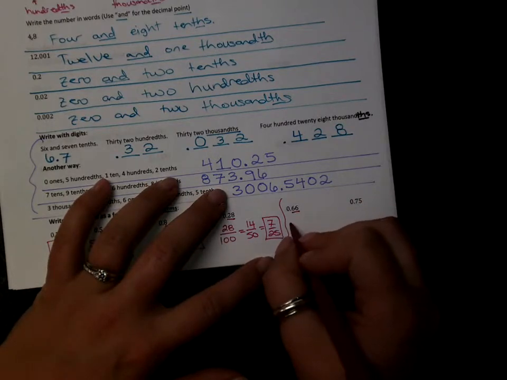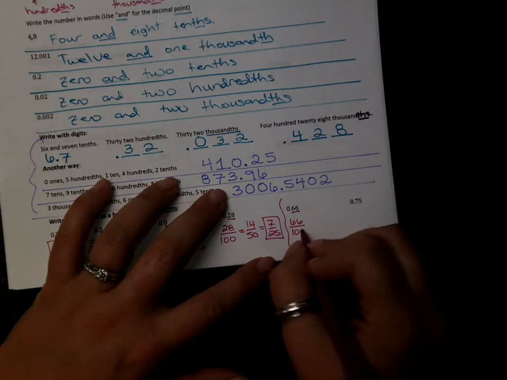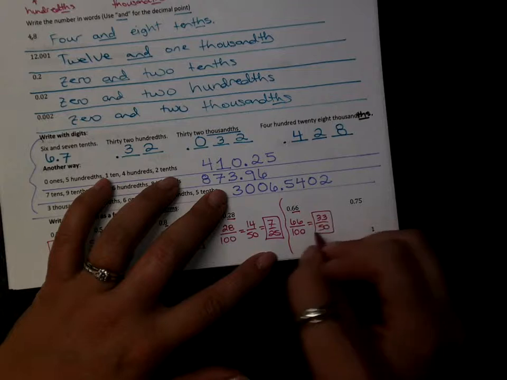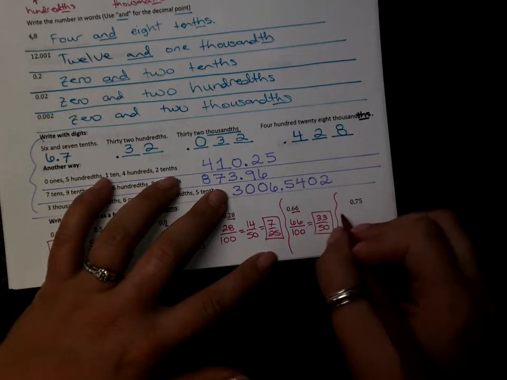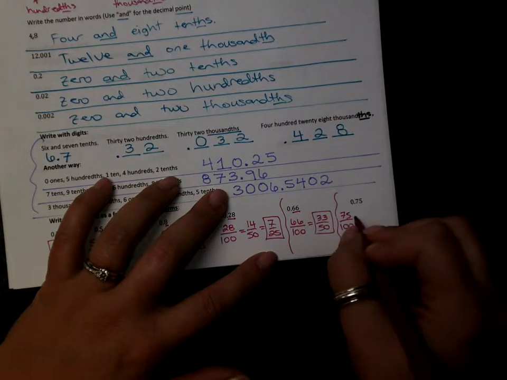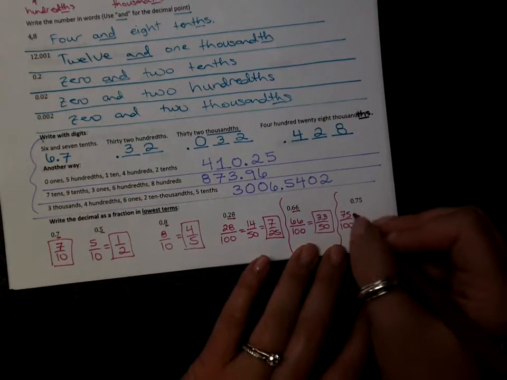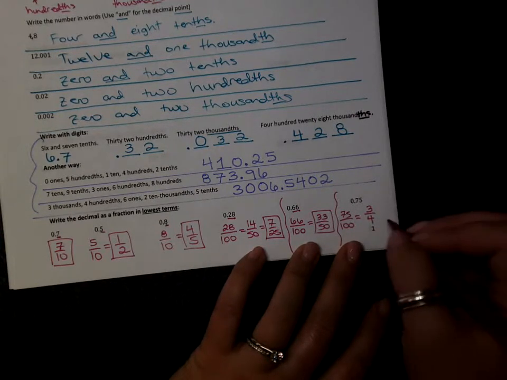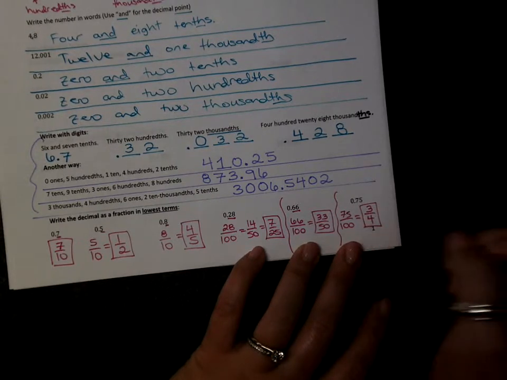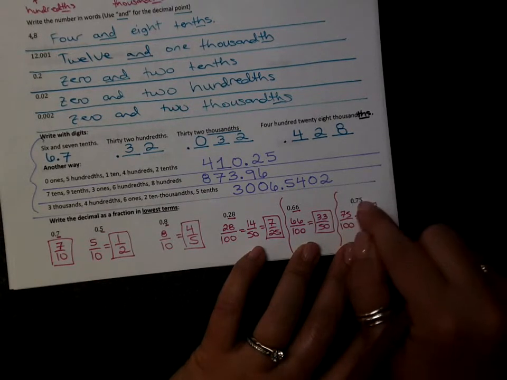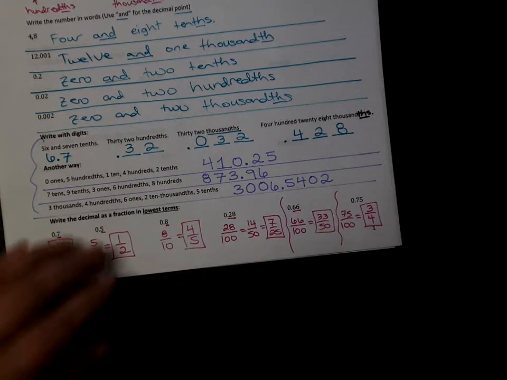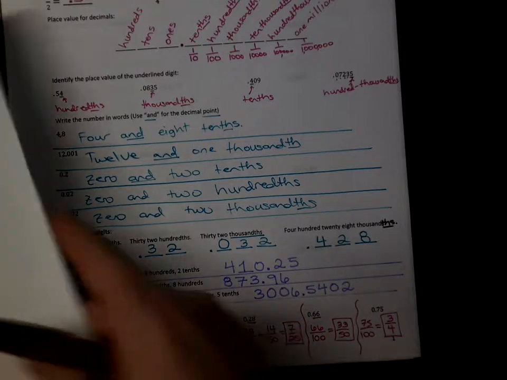0.66, again 2 decimal places, so you'll have 2 zeros on the bottom. That reduces to 33 out of 50. And finally, 0.75 is 75 out of 100. I'm going to do this the short way. I know they both divide by 25, and that takes me right to 3/4. So you can go more slowly and divide by 5 a couple times, but I know they both divide by 25. I also already know that 0.75 is 3/4. So just converting from a decimal to a fraction and then getting that fraction into lowest terms. So that is section 5.1.